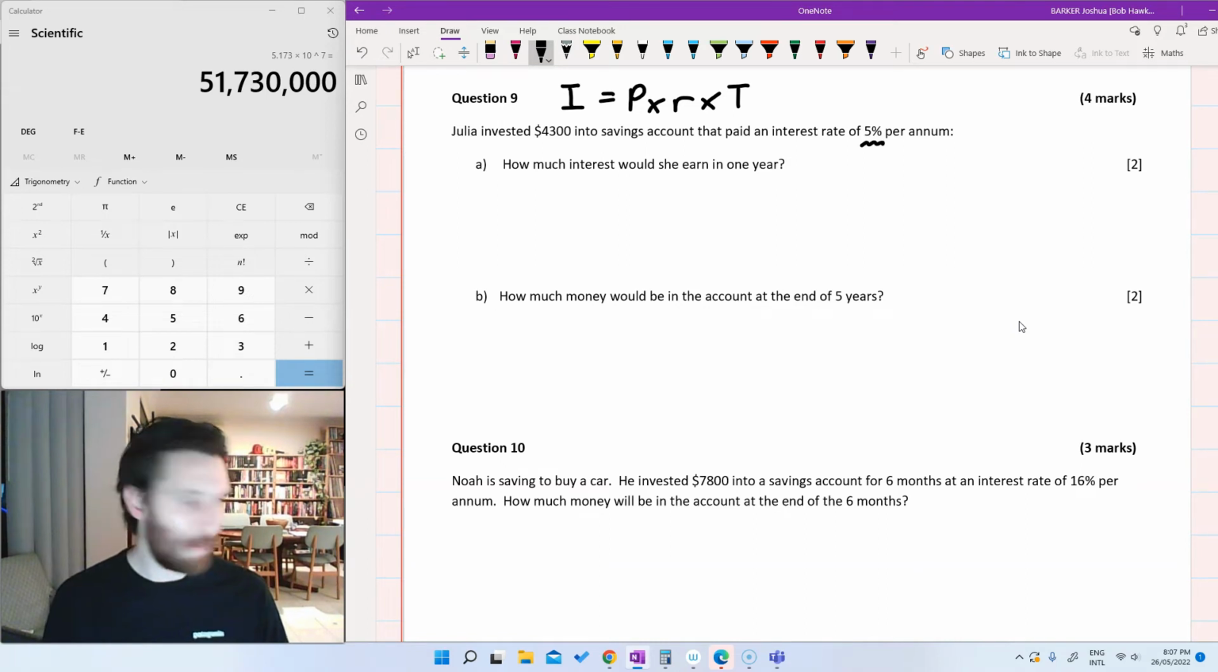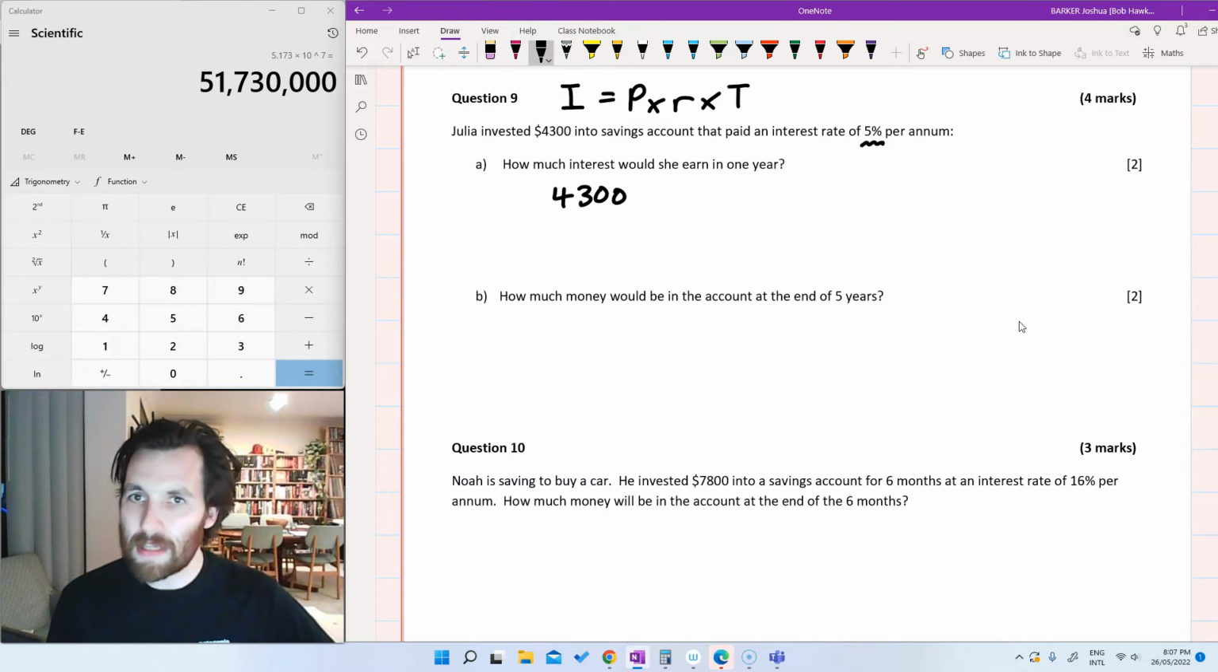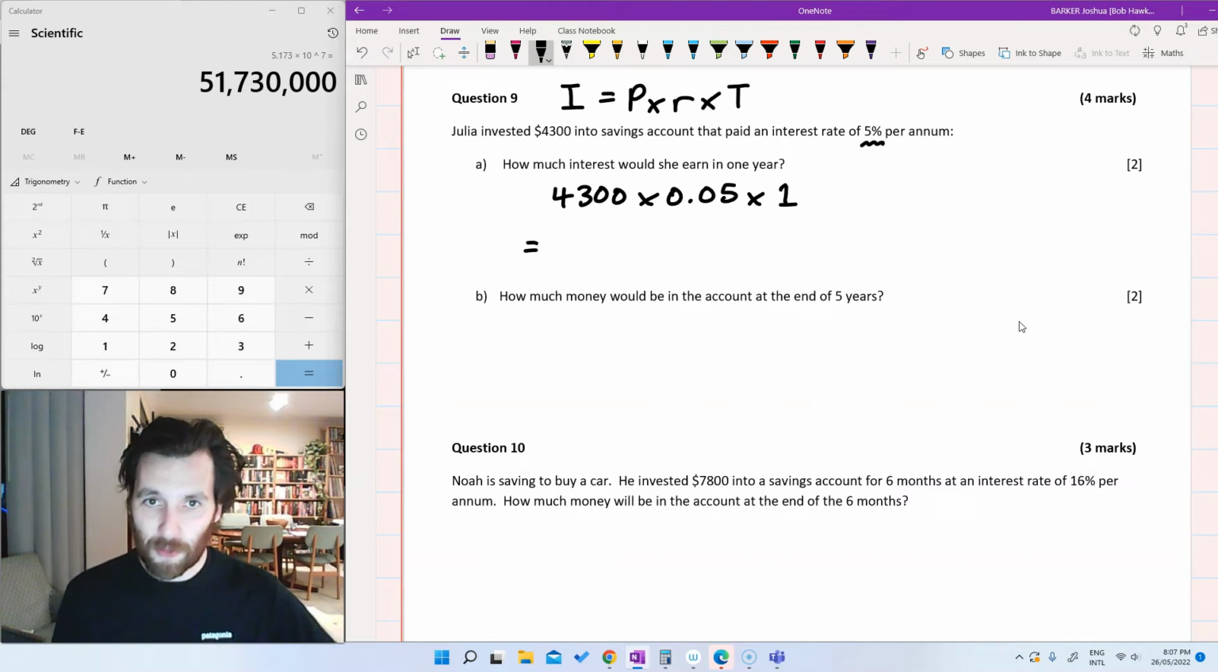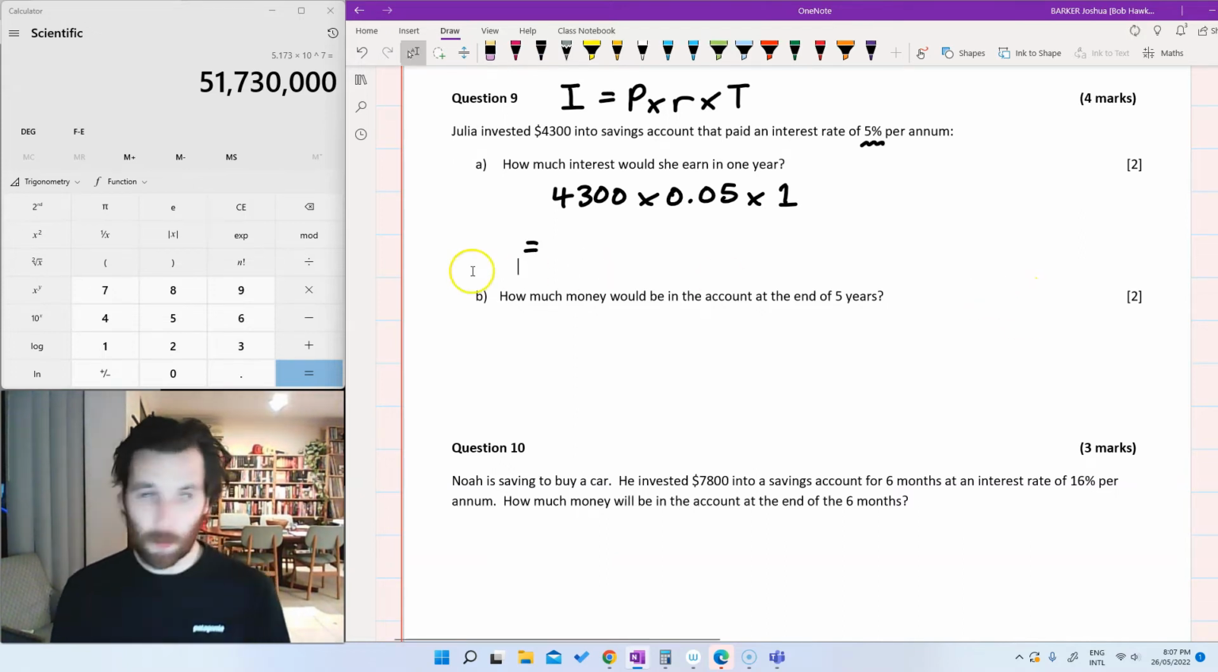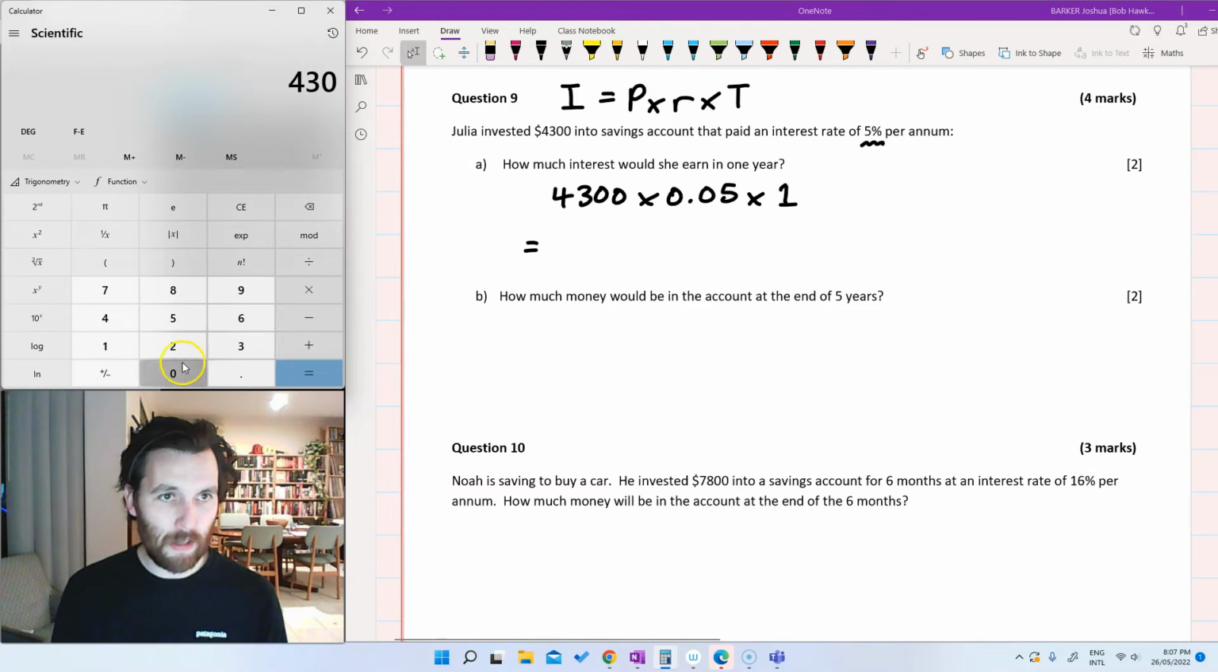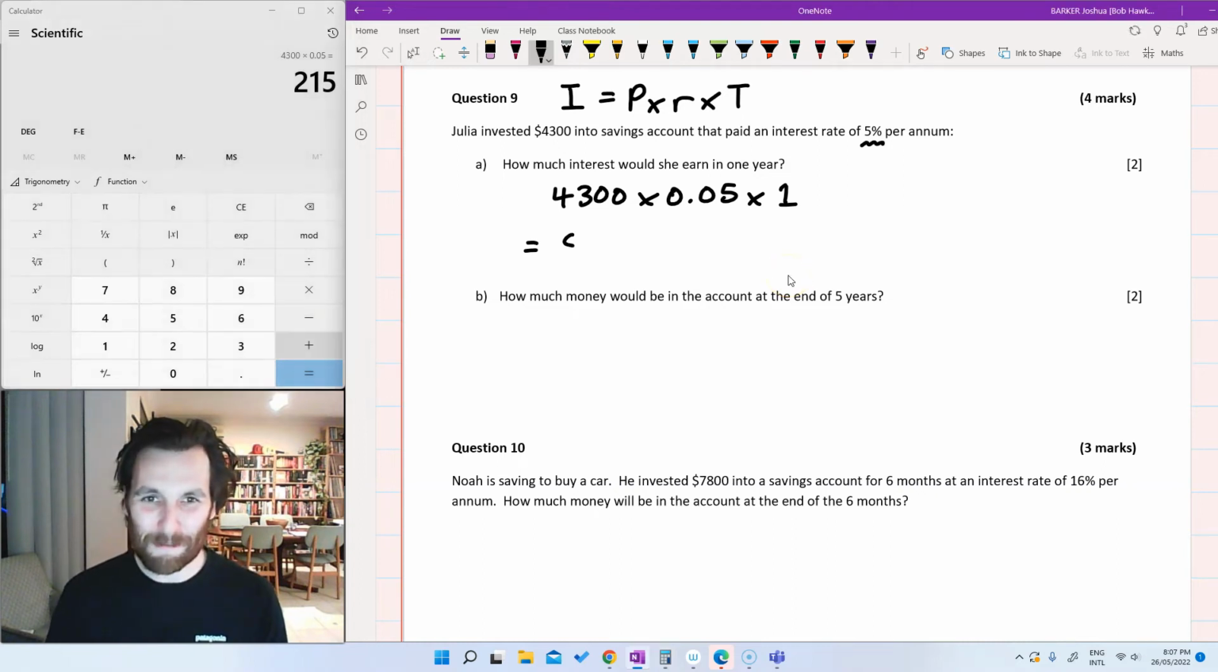Our mystery protagonist, they're going to earn, let's see, so we've got principal, which is 4,300, times the rate, which as a decimal is 0.05, and then multiplying that by the time. In the question it says how much interest will she earn in 1 year, so 4,300 times 0.05. I could really do that in my head, but it's late and my kids are asleep, and I think I'm just going to leave it at that. $215 for that one.